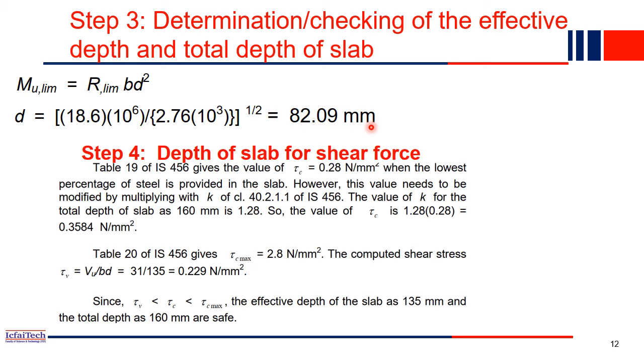But how much have we provided? We have provided D value of 135 mm, right? So it is more than this one. So whatever we considered is sufficient, and there is no need to revise the section. Up to this point, step 3 is passed.